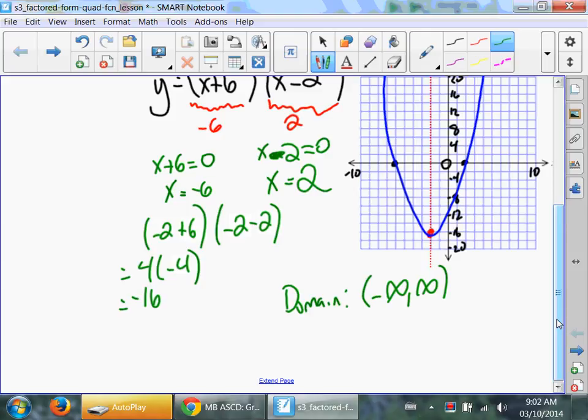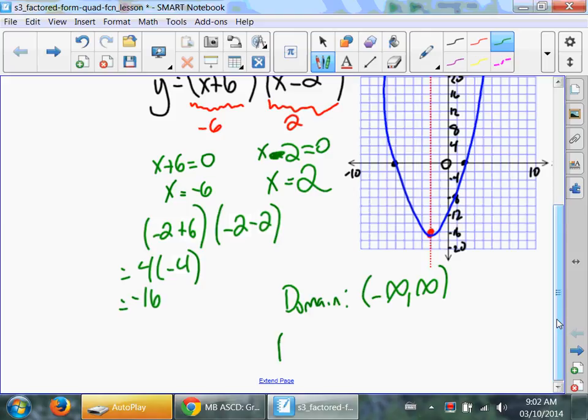Negative infinity is lower than positive infinity, so it has to go from negative infinity to infinity. The other thing is that because it can't actually equal infinity or negative infinity, you're going to put round brackets on them, not square brackets. Square brackets are only if they can actually equal that number. So round brackets for the domain here.